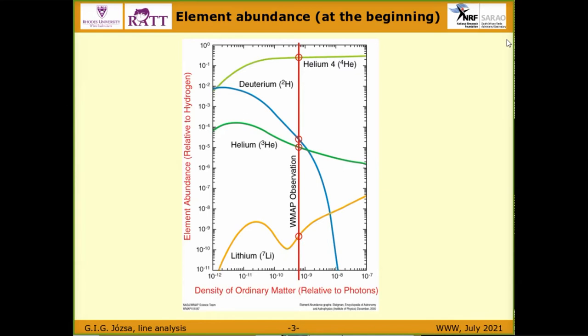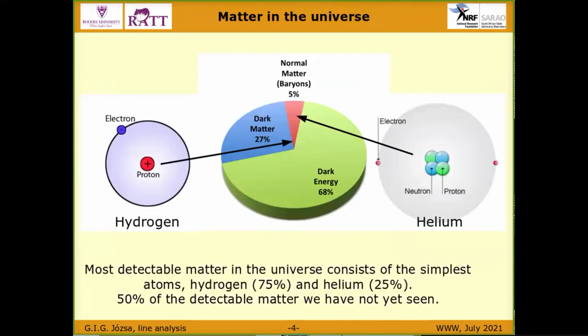So there is an overabundance of hydrogen. Hydrogen, the simplest atom, dominates the universe, with a contribution of 25% of helium, and all the rest we call metals, maybe a little bit of lithium, but the rest is metals. They are not very abundant. So this is the universe.